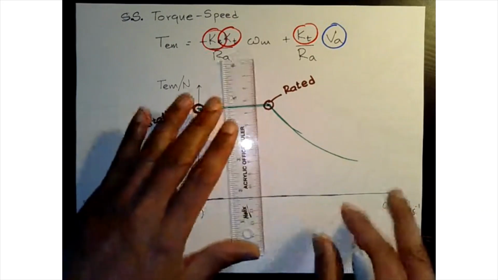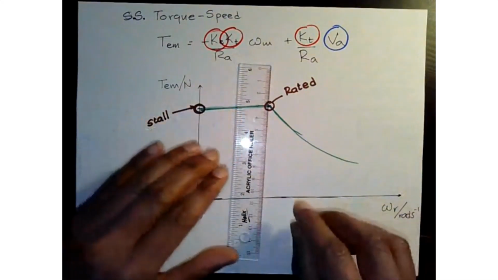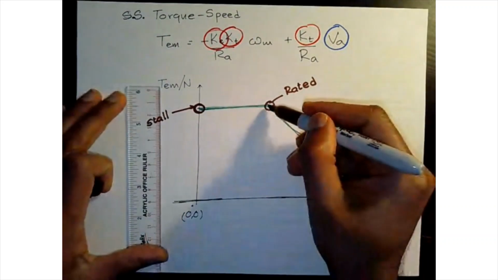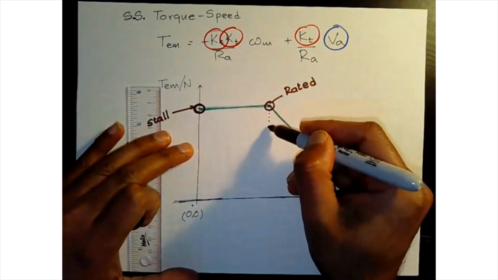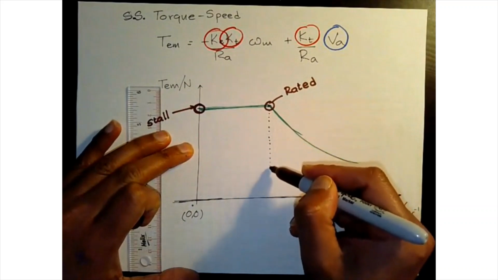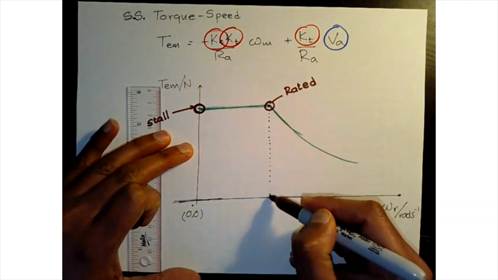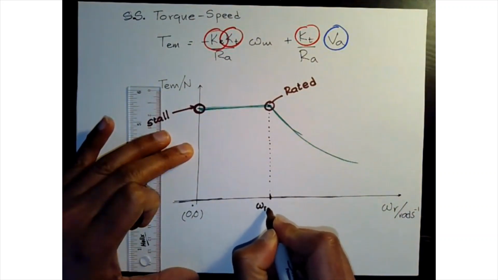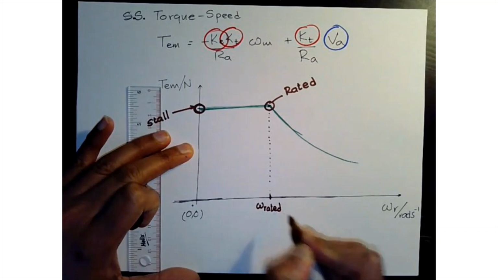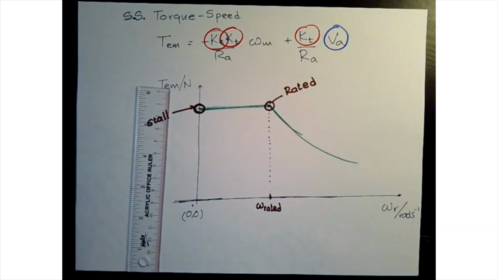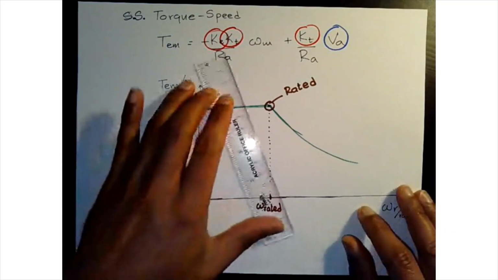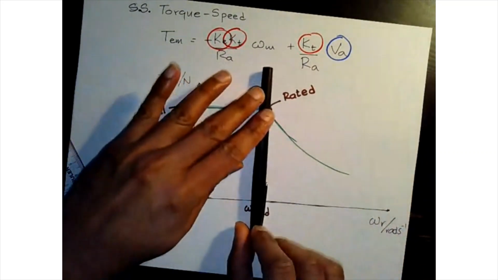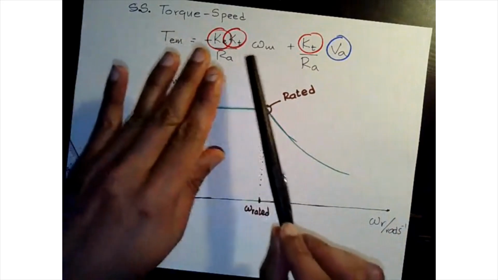Negative slope, right? So this is going to have a negative slope. Now, if we project this point down, all the way down, this is our rated speed of the motor.